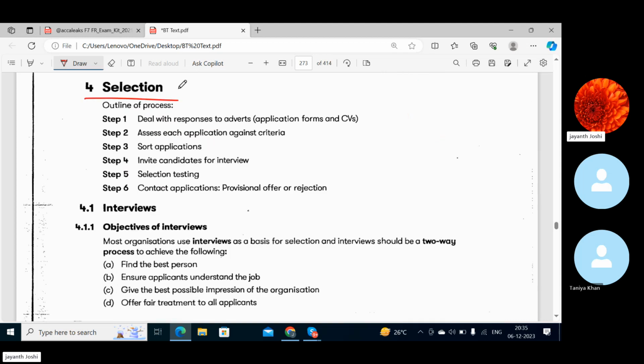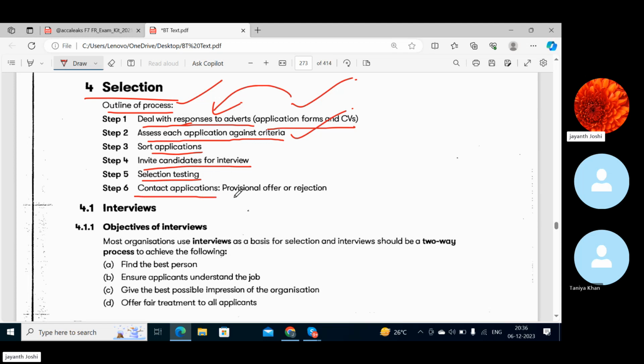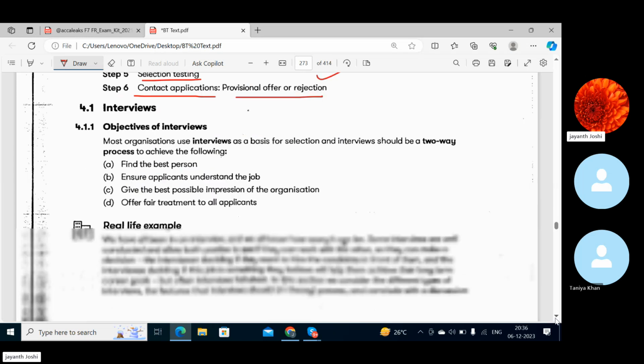Selection. We have seen what is recruitment and what is selection. You are picking the ideal person for the particular job role. That act is called selection. Outline of process: deal with responses to adverts, application forms and CVs. That means in selection, when people have applied and you've got all the applications, you have to go through those applications. Assess each application against the criteria, that means whether they meet the criteria you want. Then shortlist or sort the applications, invite candidates for interview, selection, testing. That means put some test or whatever you want, and then contact applicants: provisional offer or rejection. That means are you taking them or rejecting them.